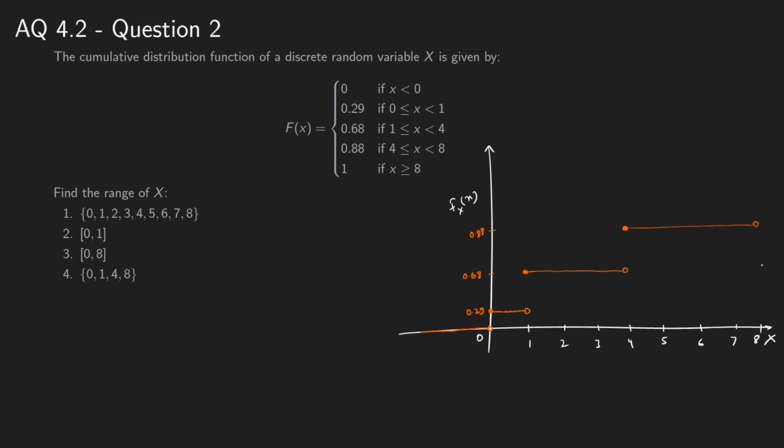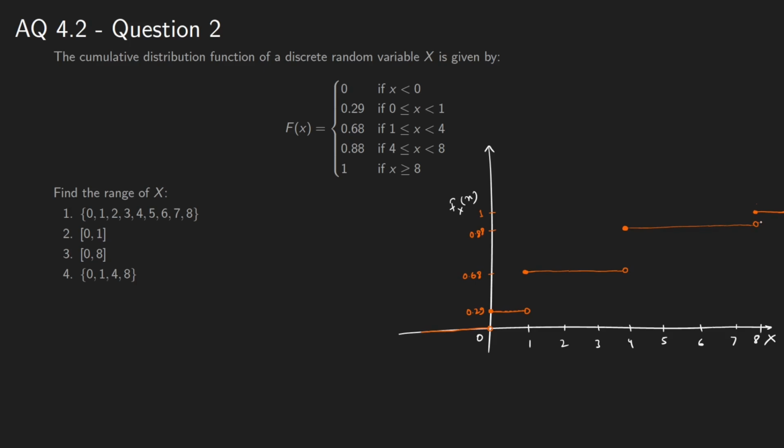But exactly at the point 8, what happens? It becomes 1. So there is a rise in the CDF by 0.12. After this, it becomes 1. It is equal to 1. That is the property of the CDF, as we already know.